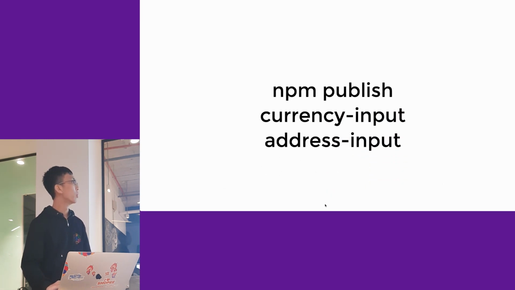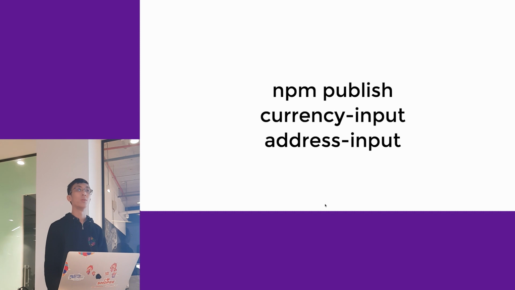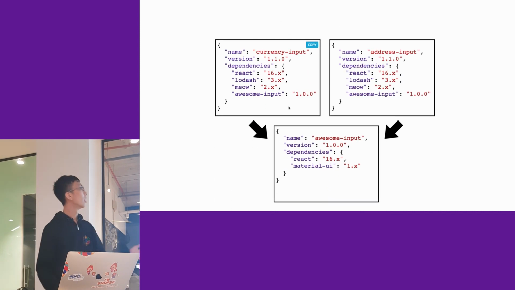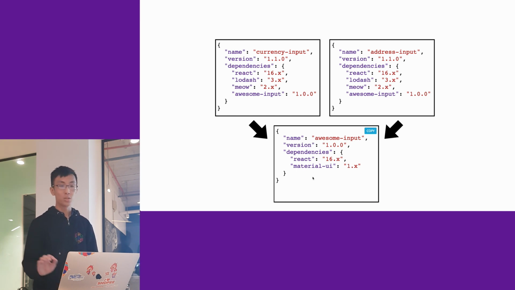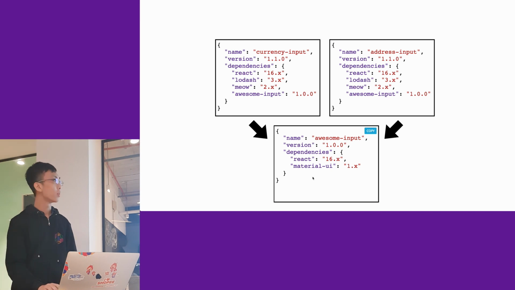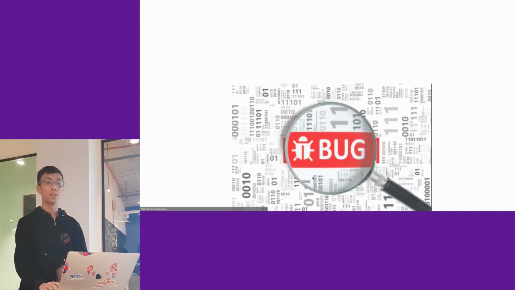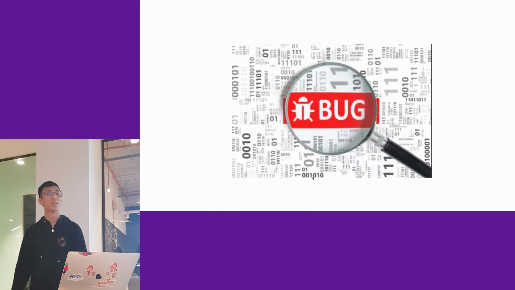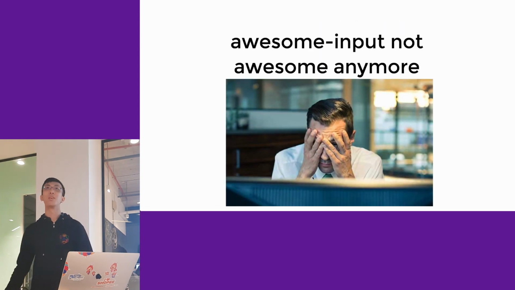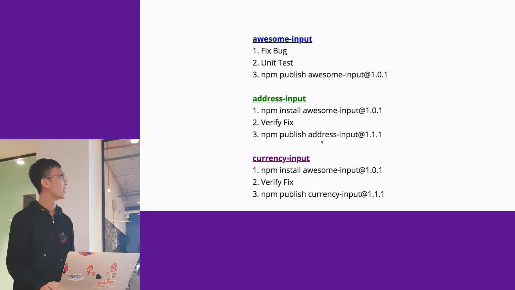and then he published both currency input and address input. So everything is fine here. You now have a base input, and then you have two widgets that use it. So you have no duplication in code, and you are very happy. But life doesn't happen that way. Sometimes suddenly you just find a bug. So awesome input is not awesome anymore. How sad it is.